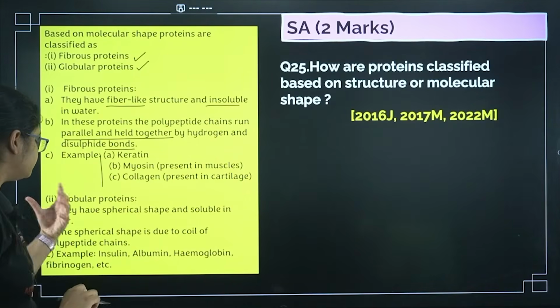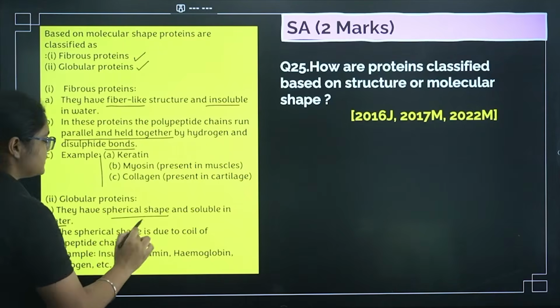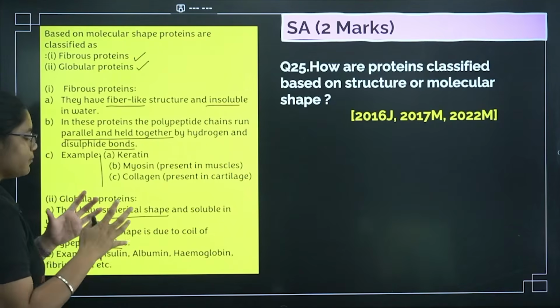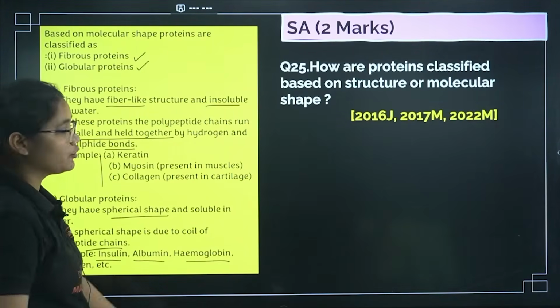Now what are globular proteins? They are spherical in shape and soluble in water. The spherical shape is due to the coiling of the polypeptide chains. Examples are insulin, albumin and hemoglobin.